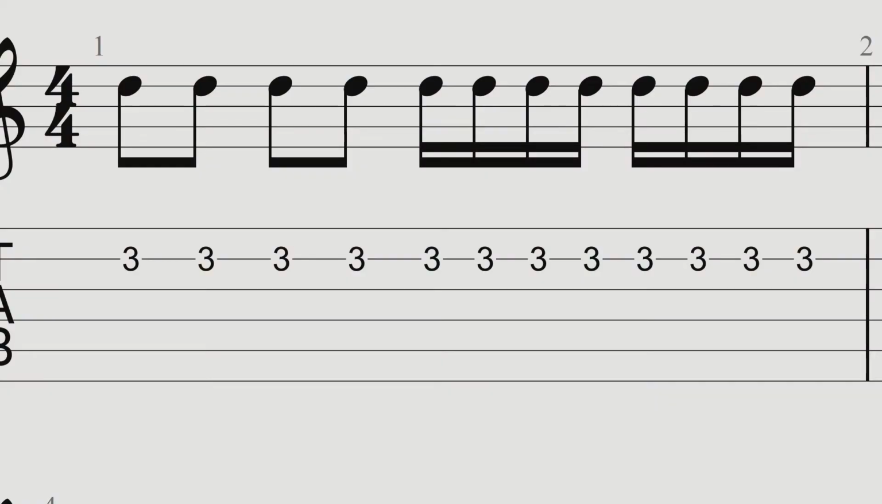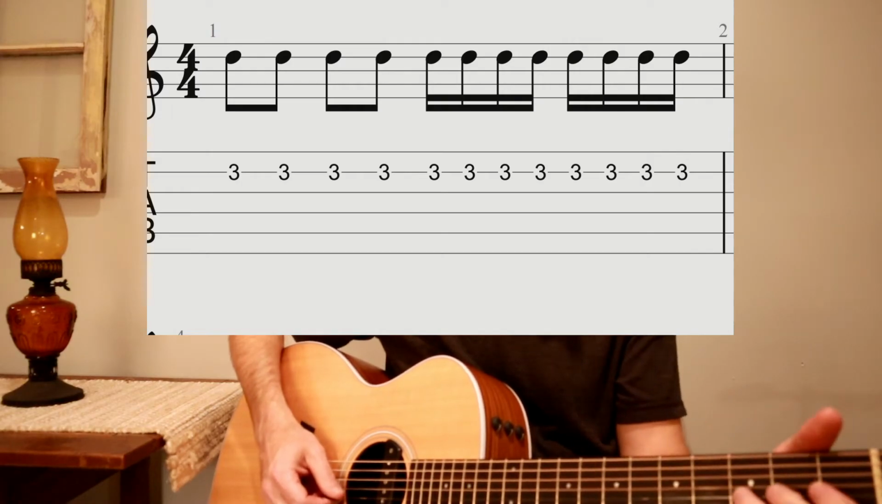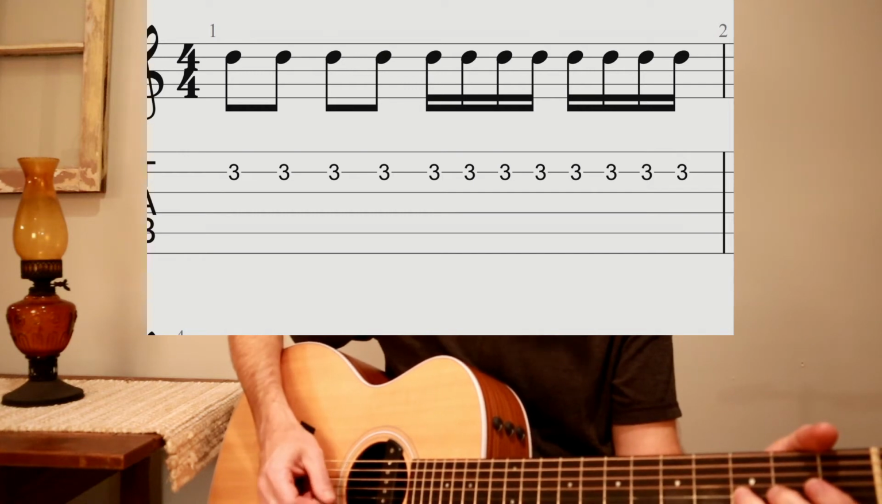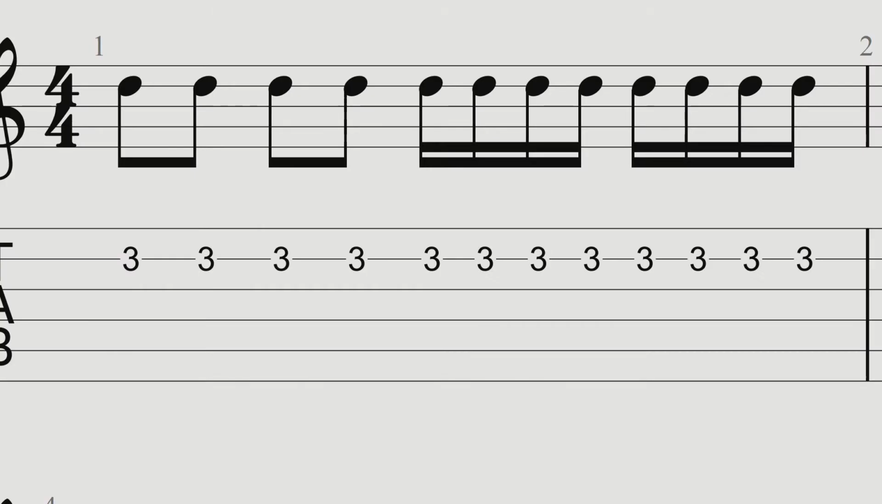And so the way this example would play would be, again, we're here on our 3rd fret playing this D note. So 1, 2, 3, 4, 1 and 2 and 3 e and a 4 e and a, because we have 4 8th notes followed by 8 16th notes.